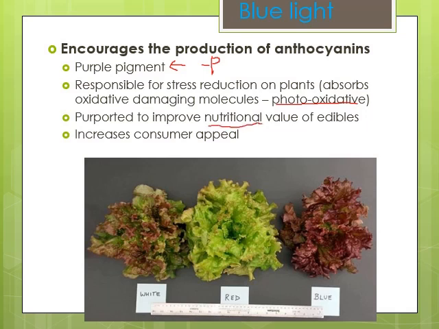There is this idea also that anthocyanins are beneficial nutritionally to people because of their antioxidative properties. That may be true. It's hard to say how long the anthocyanins actually stay in your stomach before they're broken down by your acids and things like that. But you know, it can't hurt.